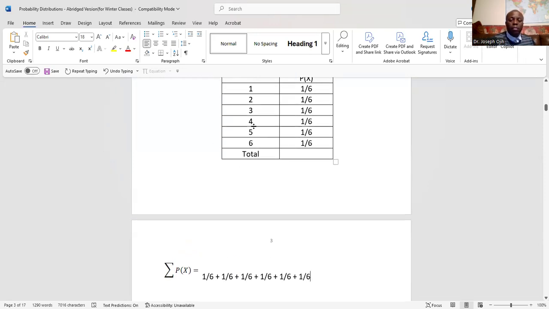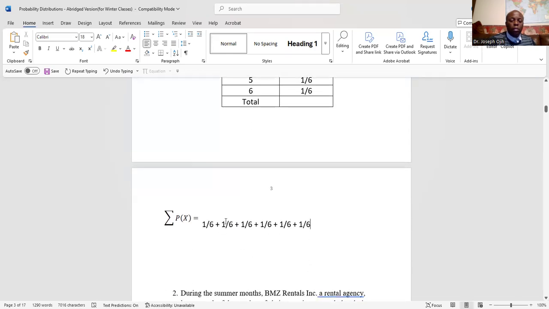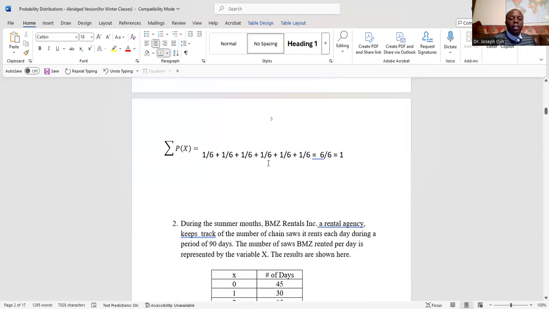How many of them do we have? 1, 2, 3, 4, 5, 6. That gives us 6/6, which equals 1. So here it is 1. And the same thing with this one.